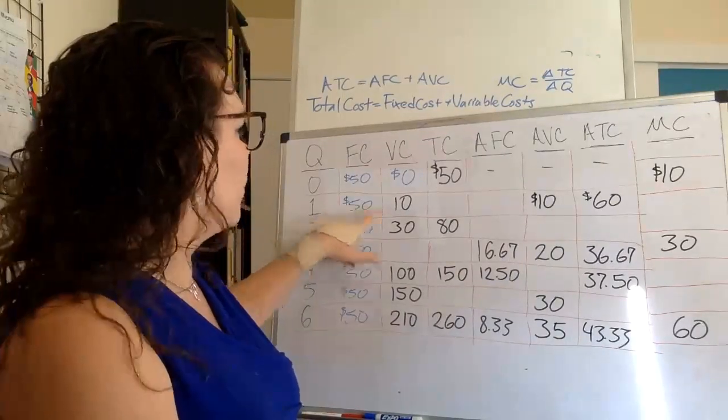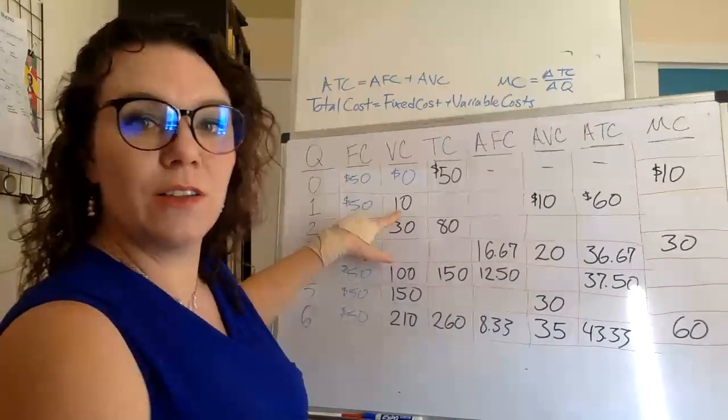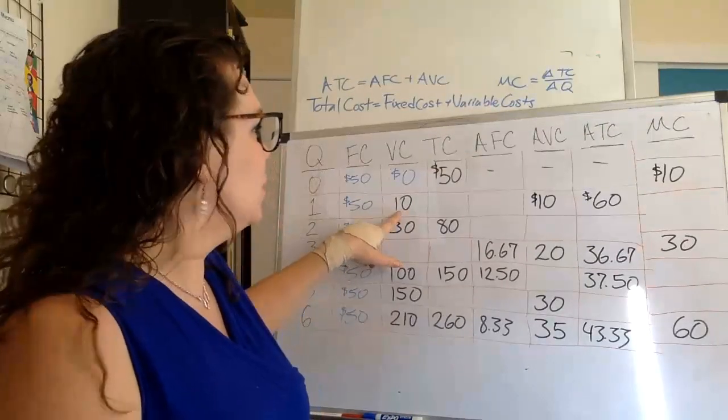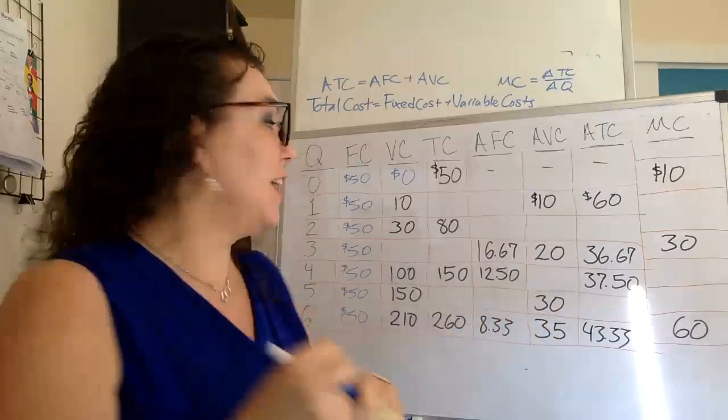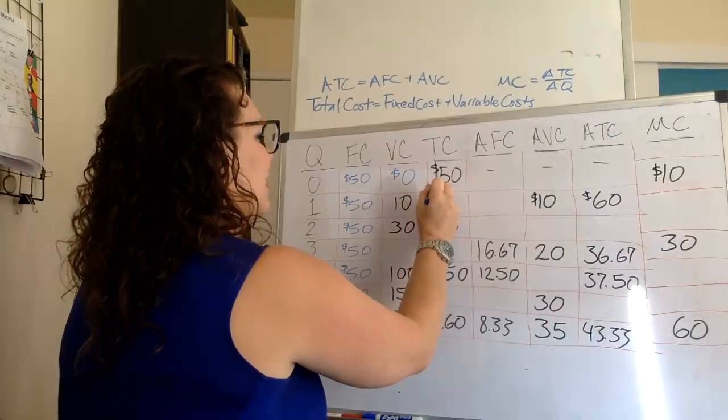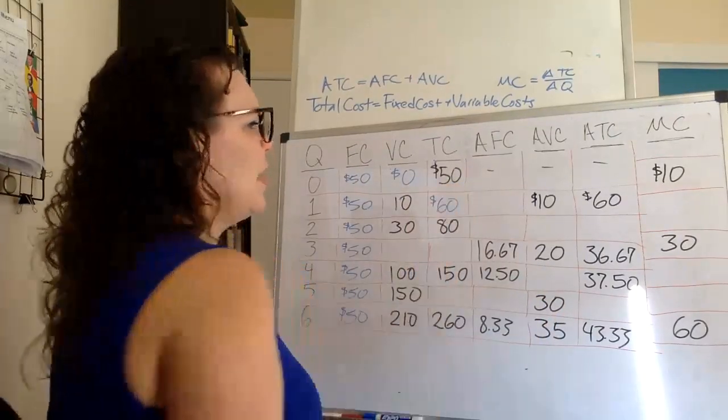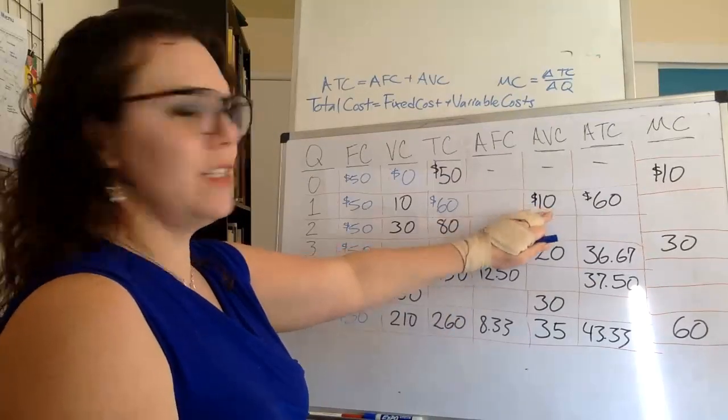The next thing we want to look at is a quantity of 1. At a quantity of 1, we have our variable costs here are $10, and that's given. And so then what we can do is find out what total cost is. Total cost is fixed cost plus variable cost. So that's going to be $60.